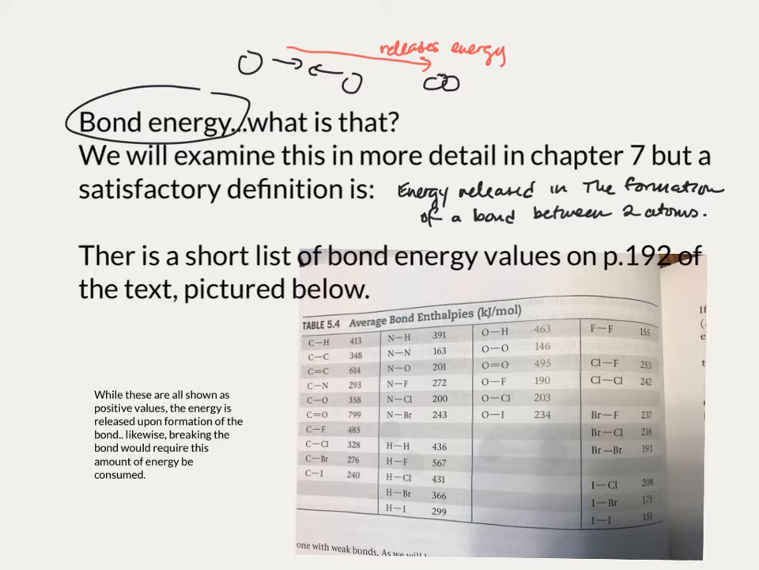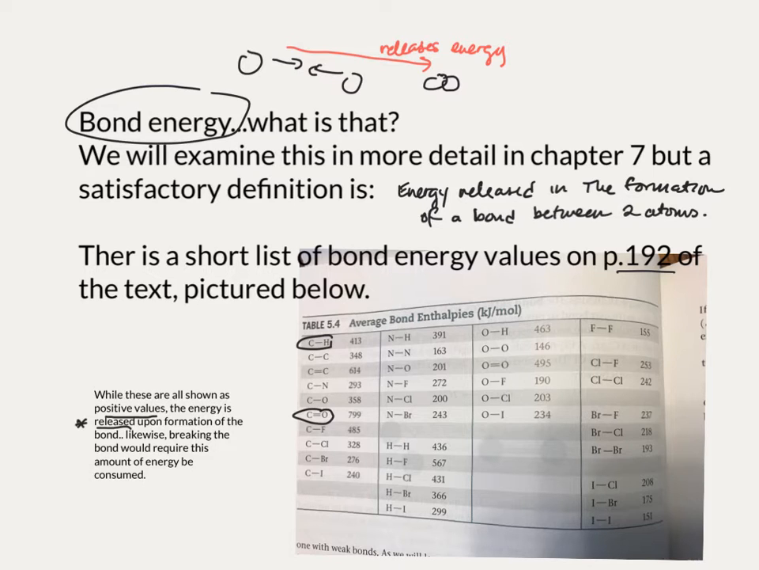Here is a table that I have taken out of your book from page 192, showing different kinds of bonds, single bonds, there's some double bonds, there's probably even a triple bond somewhere, maybe not on this page. And each of them has a corresponding bond energy. Notice that these are all shown as positive values, but the energy is released.